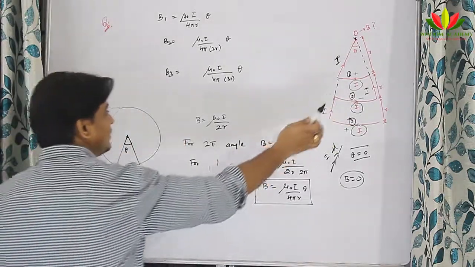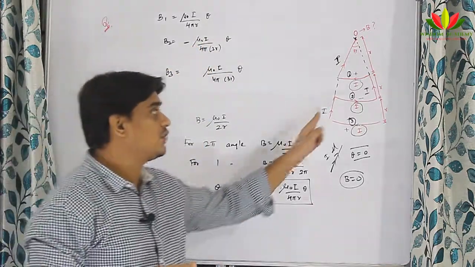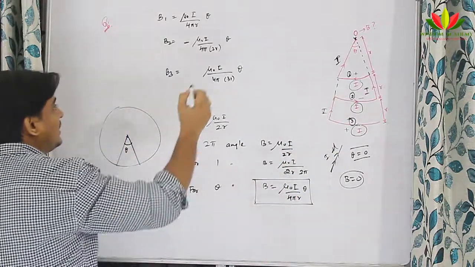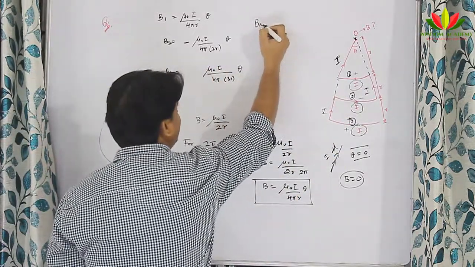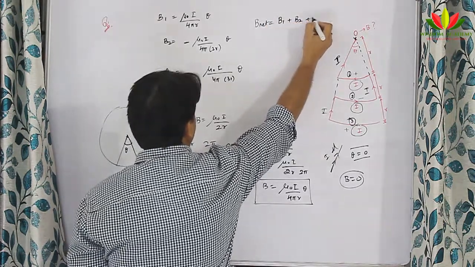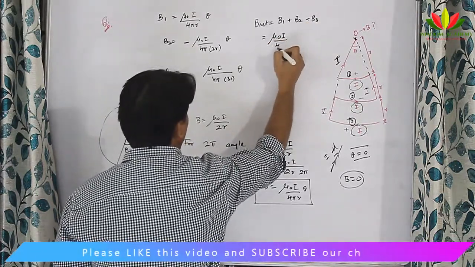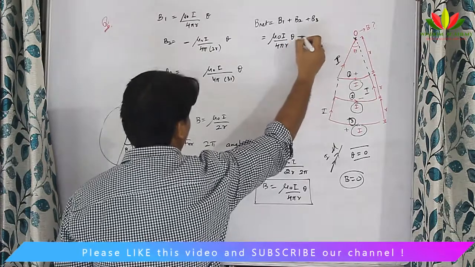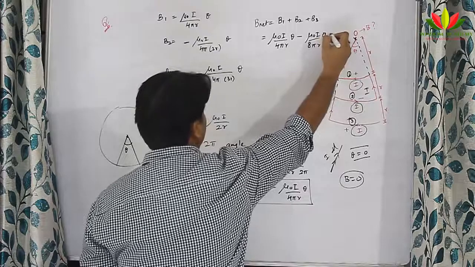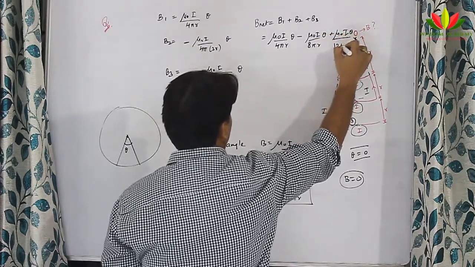So I am taking 1 and 3 as positive, so this will become negative. Why does it become negative? Because the direction of current is opposite as compared to the first and third case. So now to find the net magnetic field, B net will be equal to B1 plus B2 plus B3. That will be equal to mu naught I theta by 4 pi r minus mu naught I theta by 8 pi r plus mu naught I theta by 12 pi r.